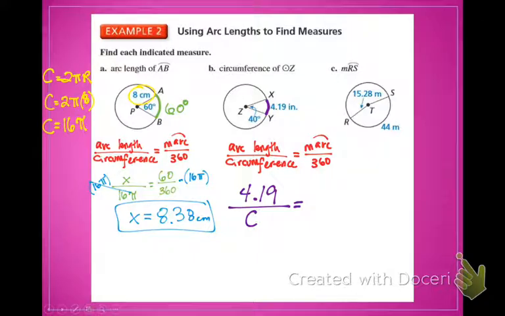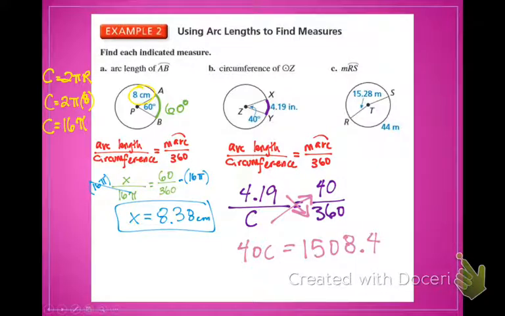All right, what's the measure of that arc XY? This one's going to be in degrees. 40 over 360. So here is different because the missing variable C is on the bottom, whereas over here the missing variable is on the top. So you can solve like you would solve a normal proportion, and you can cross multiply. C times 40 is 40C. What is 4.19 times 360? 1508 point, I know it's a decimal, 4. Alright, then we divide by 40. And what does C equal? 37.71.